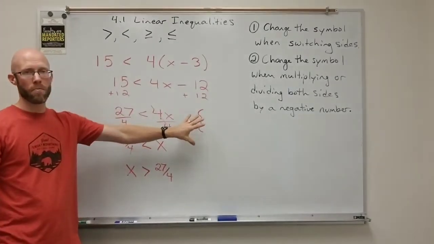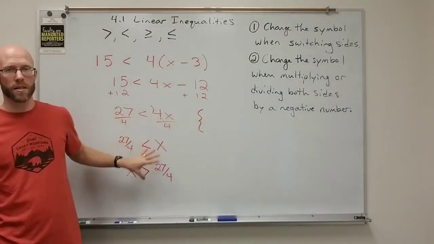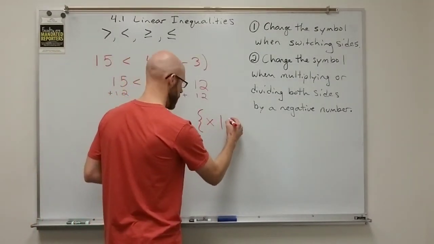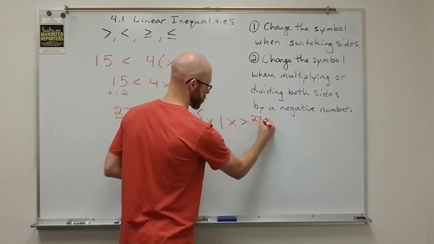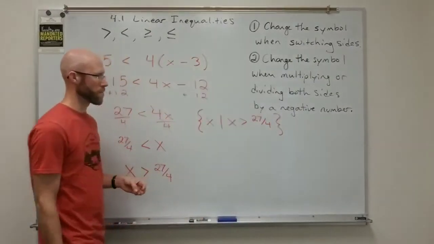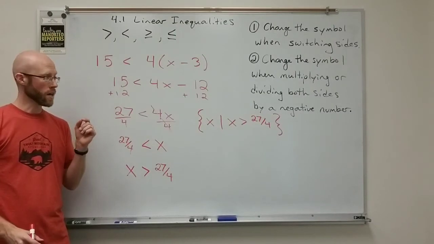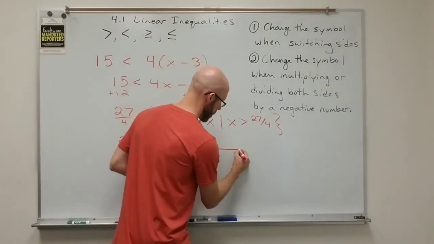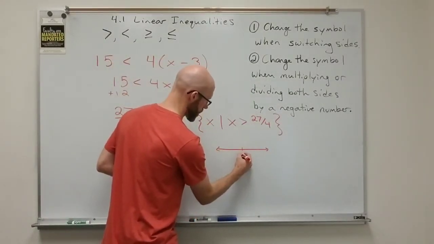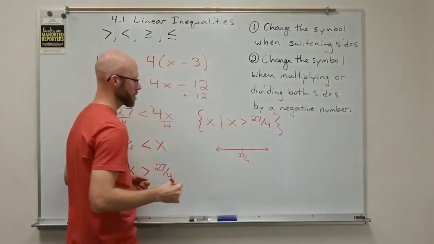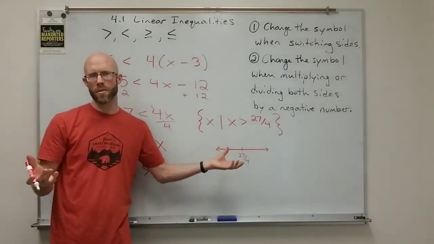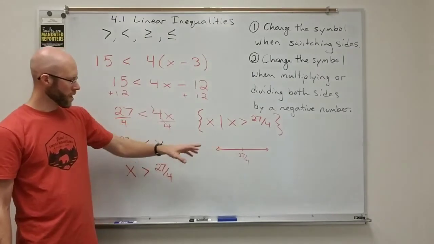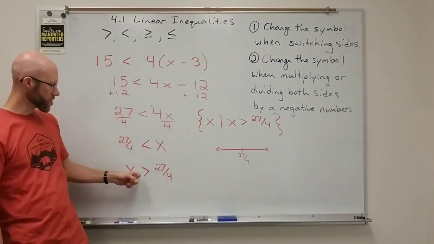Now when I put this in set form, I just put the inequality in. It doesn't matter which one I use, the one with the x on the right or left. I just put x such that x is greater than 27/4. That's fine. Now when I look at the number line and the interval, that's where the distinction between these is a little bit important. I'm going to set this up with 27/4 in the middle. Now again, it's 6.75, I believe, but I'm just going to leave it as 27/4.